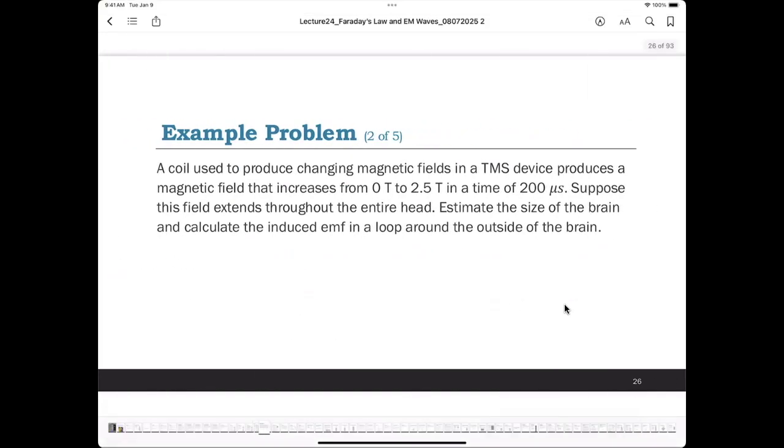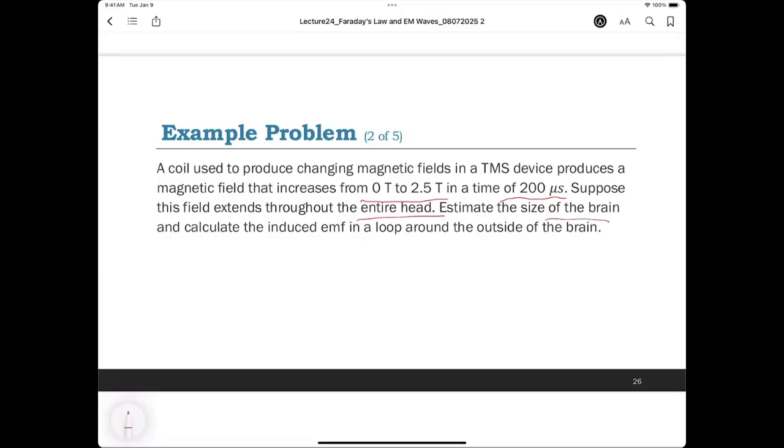Let's check this example problem. A coil used to produce a changing magnetic field in a TMS device produces a magnetic field that increases from 0 Tesla to 2.5 Tesla in a time of 200 ms. Suppose this field extends throughout the entire brain. Estimate the size of the brain and calculate the induced EMF in a loop around the outside of the brain.